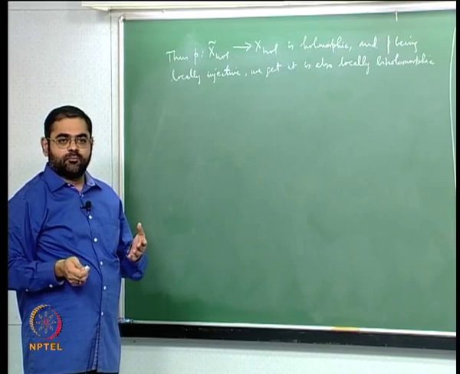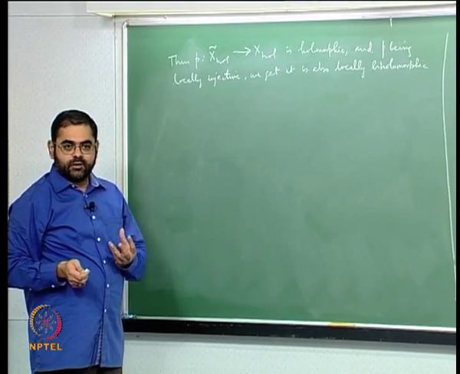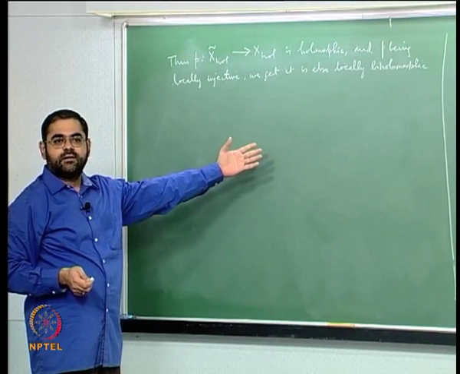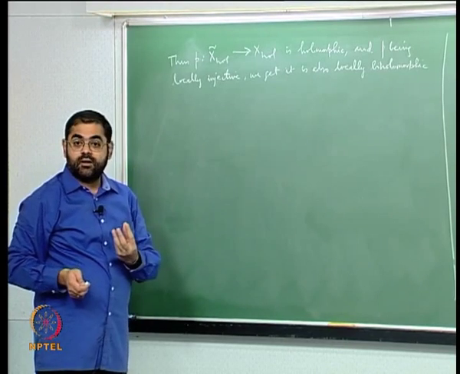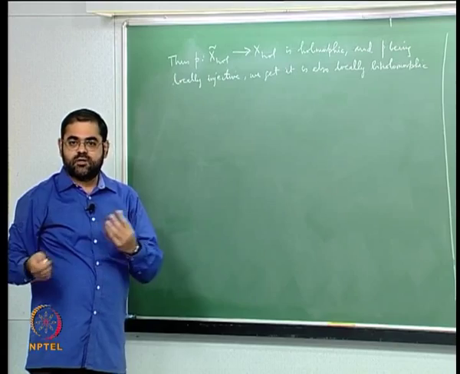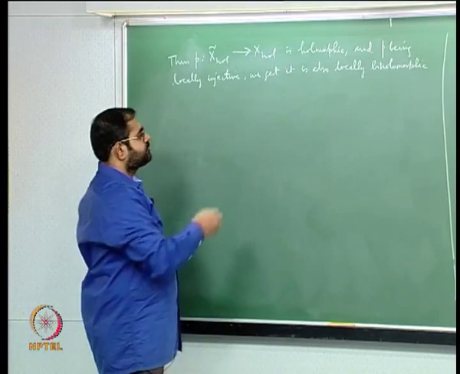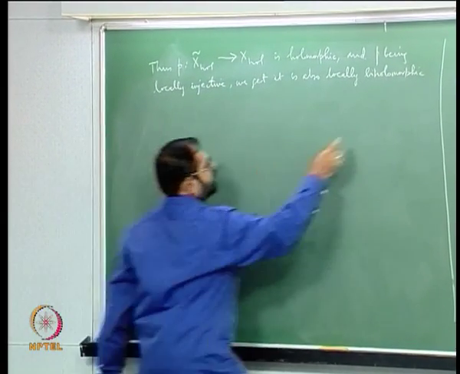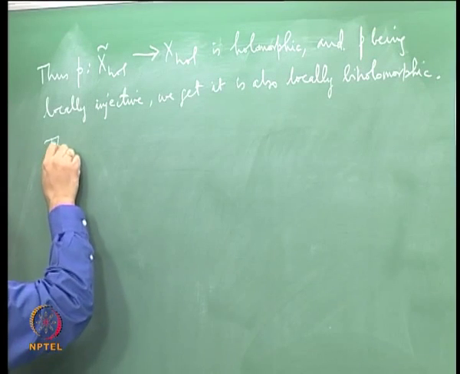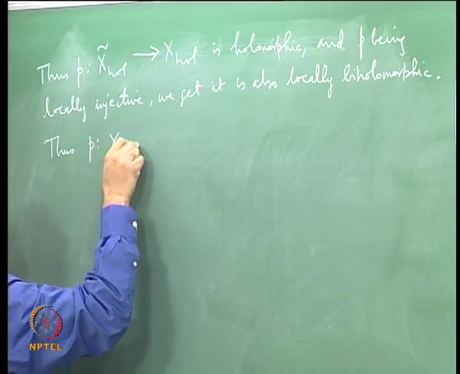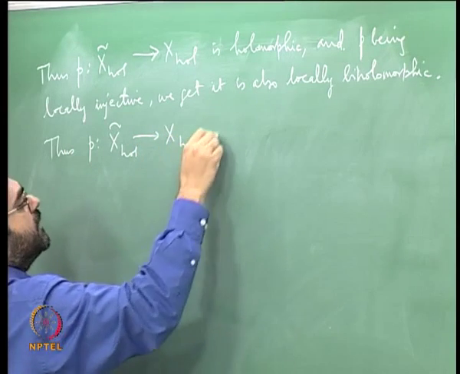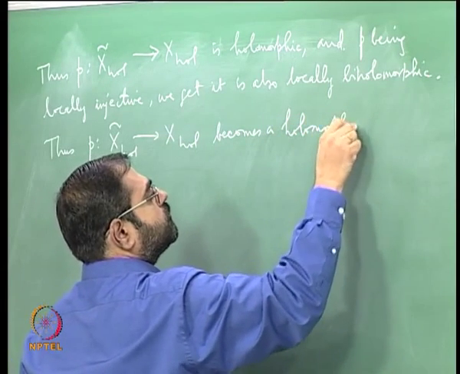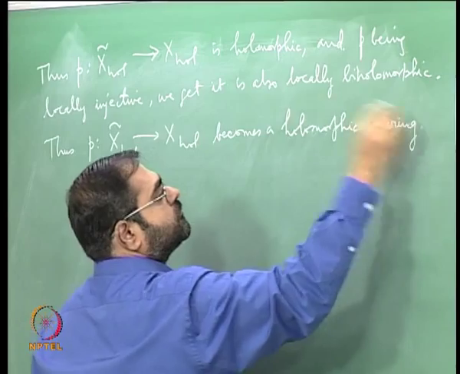In the topological case, P was only locally a topological isomorphism, namely a homeomorphism. Now everything has transferred to the holomorphic category. So what has happened is that P is locally even a holomorphic isomorphism, which is what we call a biholomorphic map. So it's also locally biholomorphic. Thus P from X tilde to X becomes a holomorphic covering.